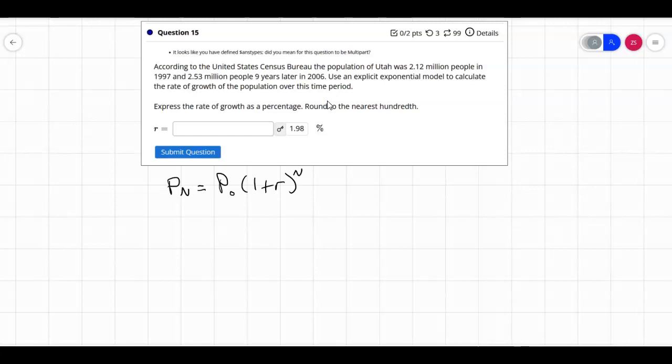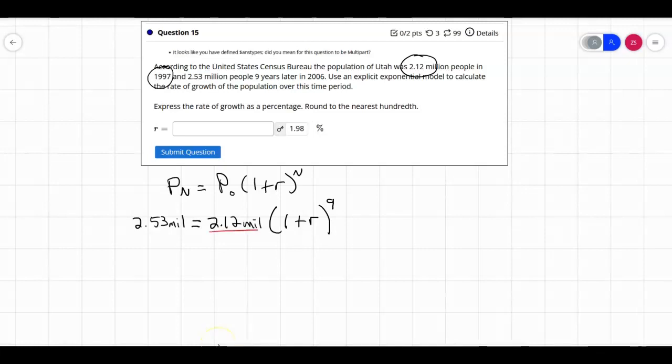The information that's given is there's a certain number of people in 1997. So the initial value, we had 2.12 million. We do not have the rate. And 9 years later, so after n equals 9, the final population will be 2.53 million. So the only variable left over is r. We need to solve for r.